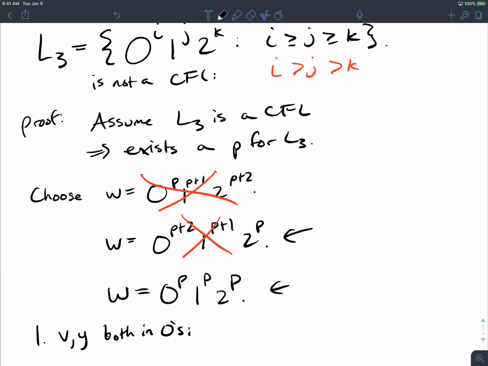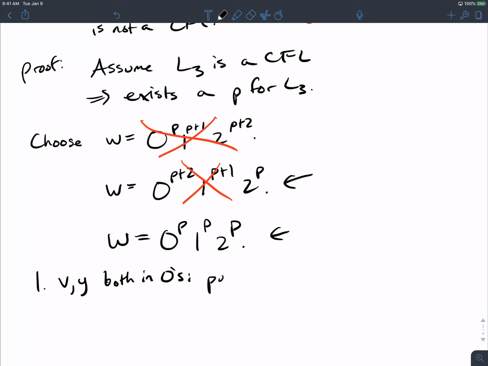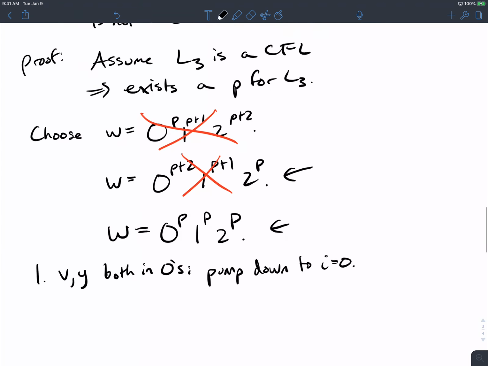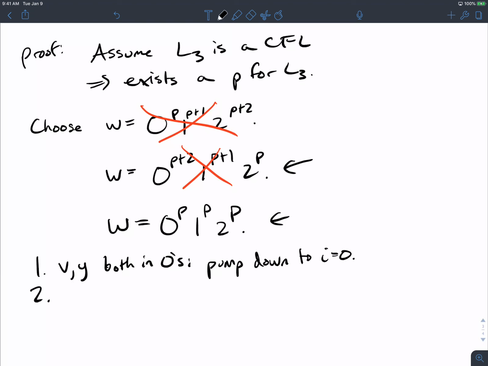Yeah, take a copy of V and Y out. So I'm not going to write everything out because it should be pretty clear why we're doing pumping down in this particular case. Because if we're removing a 1 0 at least, then we have a fewer number of zeros than ones, for example, and therefore we leave the language. Okay, great. What if V and Y are both in the ones?